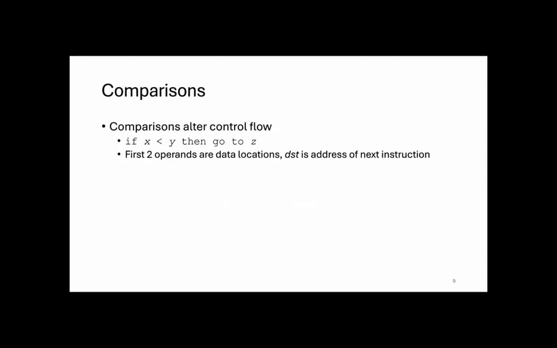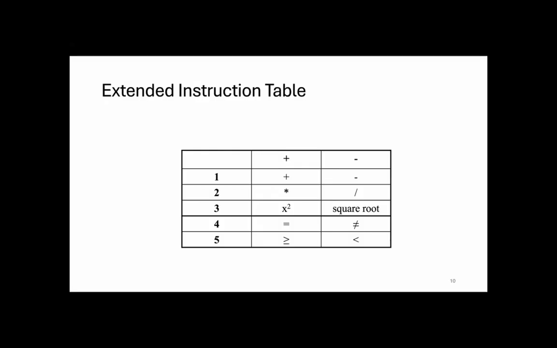So for example, if x is less than y, then you want to be able to go to z. So the first two operands we have are representing the data location, and destination is basically the address of the next instruction. If you return back to the format of the instruction, the first two represent the data that we're comparing, and then finally the destination where the next instruction you want to jump to if the comparison was true. Now, let's go ahead and add that to our language so far.